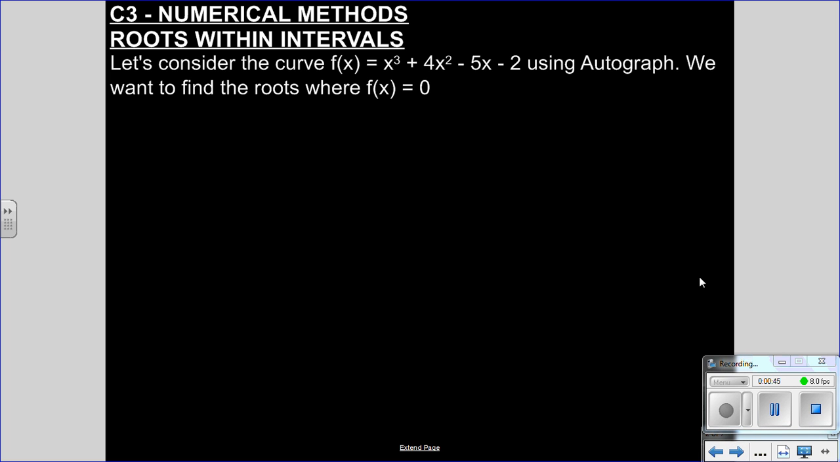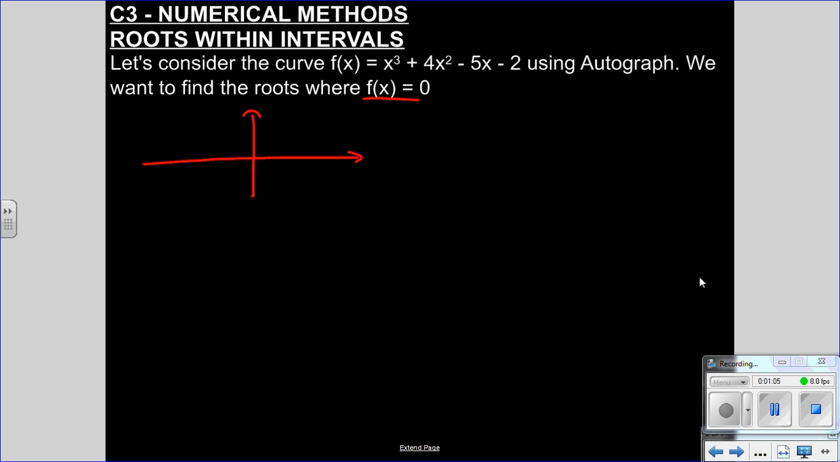So you can see here, we've got f of x equals x cubed plus 4x squared minus 5x minus 2. If we want to find the roots of where f of x equals 0, so i.e., remember this is a simultaneous equation where this thing crosses the x-axis. That's what f of x equals 0 means. But we've got nothing to start with here, have we?